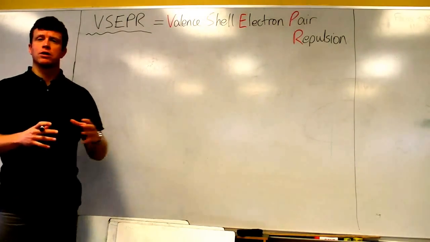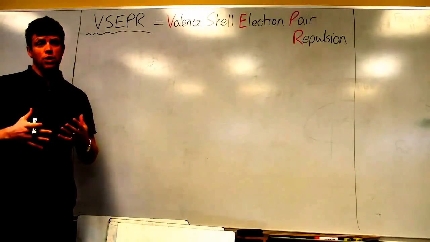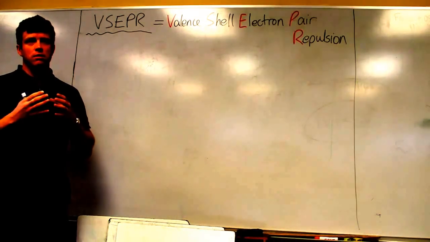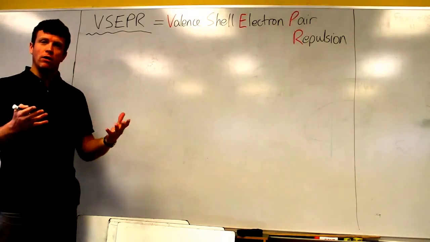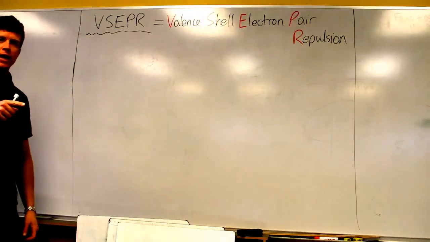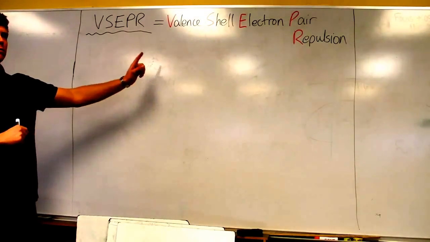VSEPR theory helps us explain why certain chemicals have the properties that they do. It's all about the electron. The electron is the most important part of this explanation, and I will get to that in a second. So a quick recap of some of the things we've already done leading up to this.